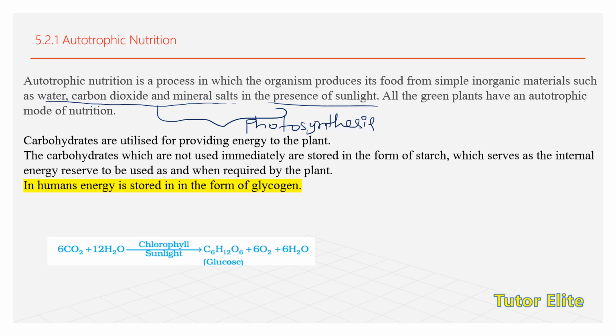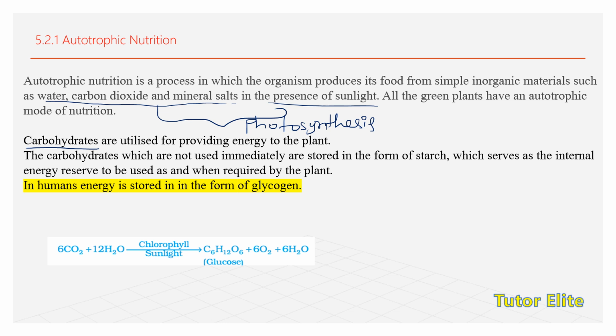Yes, we can say photosynthesis is for autotrophs. All the green plants have an autotrophic mode of nutrition, as I said previously. Autotrophic nutrition is basically for plants. Carbohydrates are utilized for providing energy to the plant. We humans store it in the form of glycogen, and plants in the form of carbohydrates.